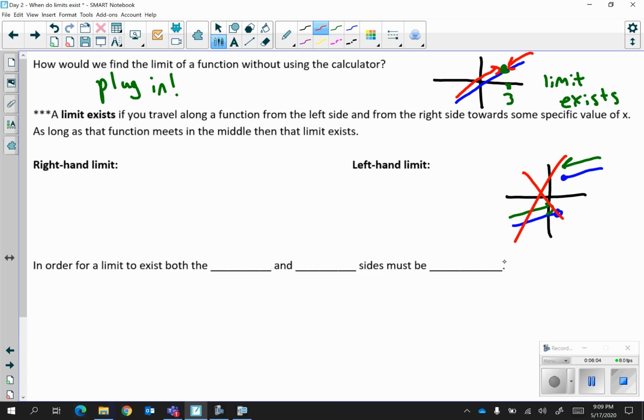Now, as you come from the right, we have special notation to say, are we looking from the left or are we looking from the right? Now, coming from the right is denoted with a plus sign. And coming from the left is denoted with a minus sign.